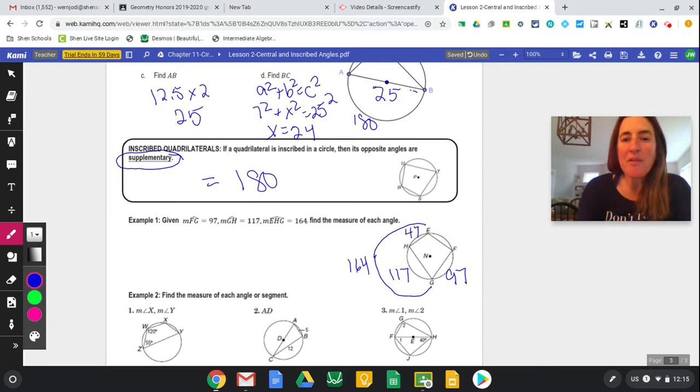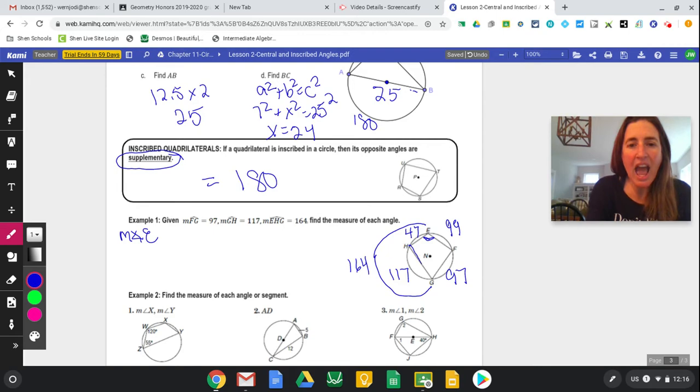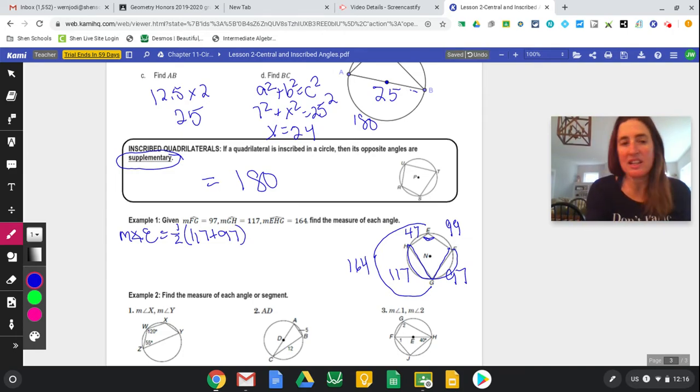And then I know I have a whole circle. So if I can find that, I know this guy is 99 because the whole circle has to add up to 360. Okay, so now that gives me all my arcs, but it says find the measure of each angle. Okay, we can do it. So to find the measure of angle E, which is right here, E is going to be half of these guys added together. Because it's an inscribed angle, I have to add the two arcs that it intercepts in this picture. So if I add up half of 117 and 97, this guy comes out to 107.